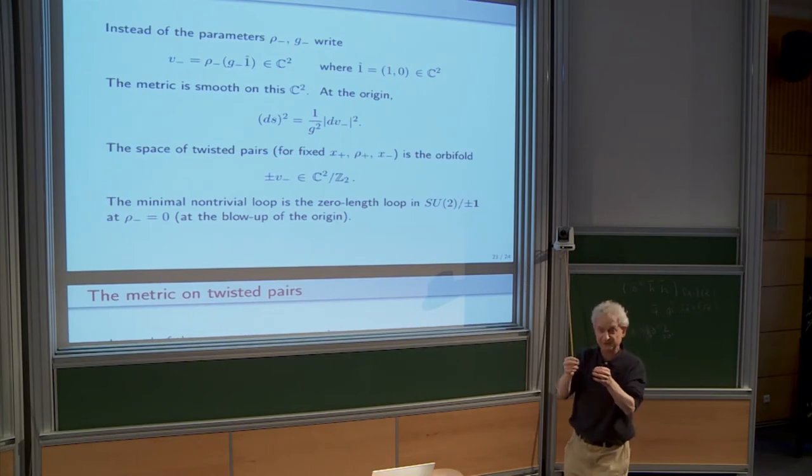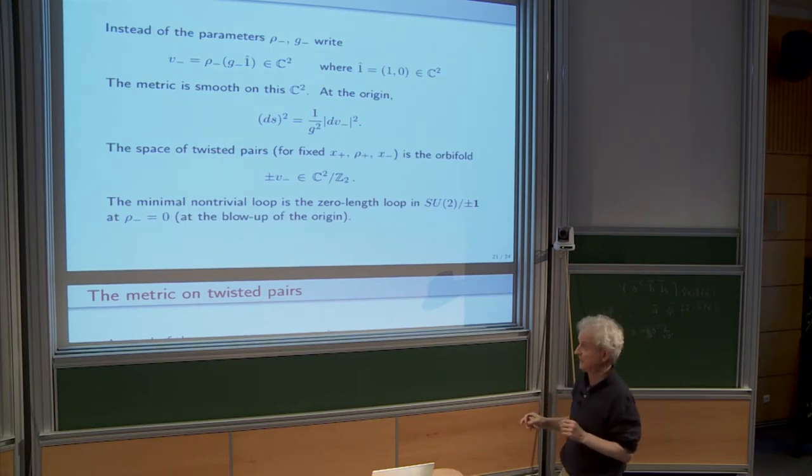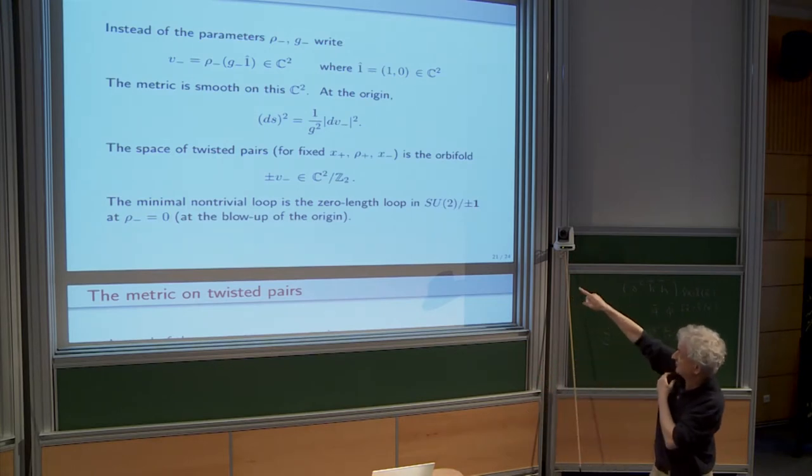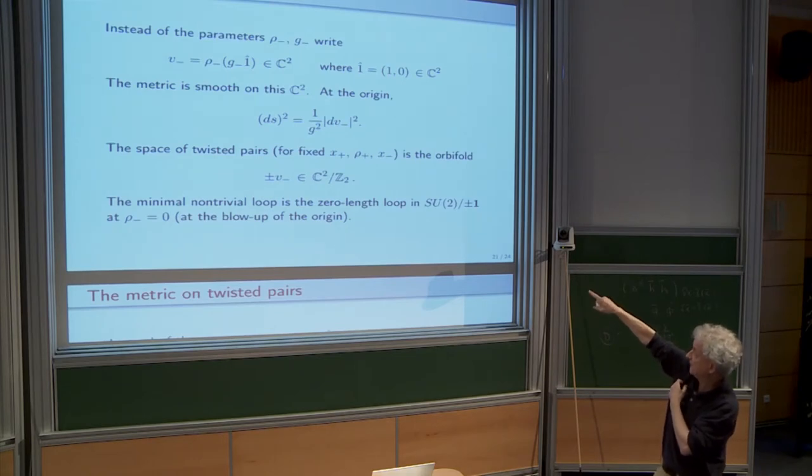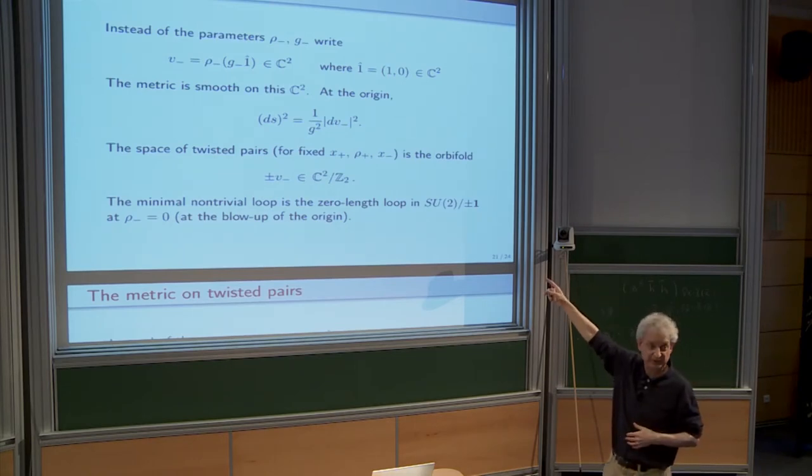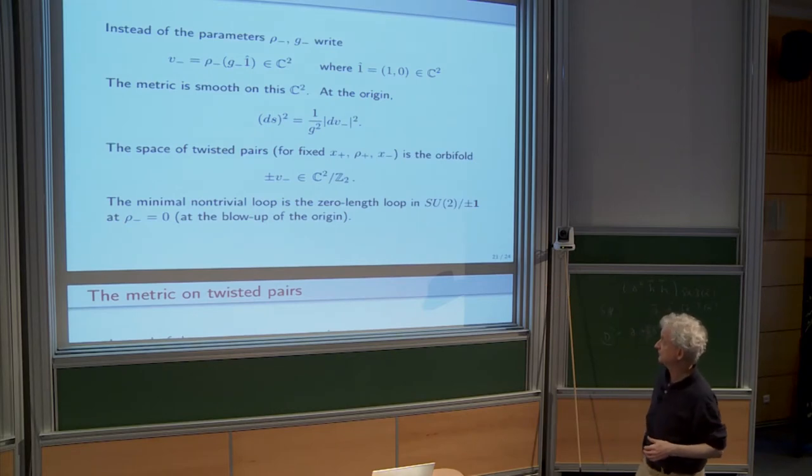When rho minus is finite, you have to glue them together. You're not in the space of self-dual fields. You don't have the nice mathematical properties. But anyway, the metric, remember, has a 1 over coupling constant squared. And then it's just the Euclidean metric in this space C2.